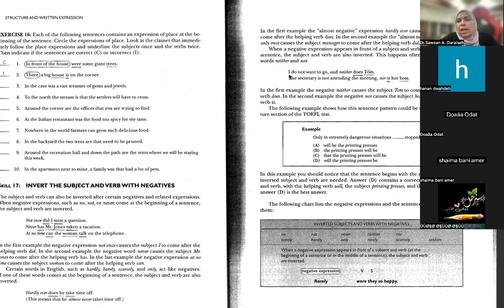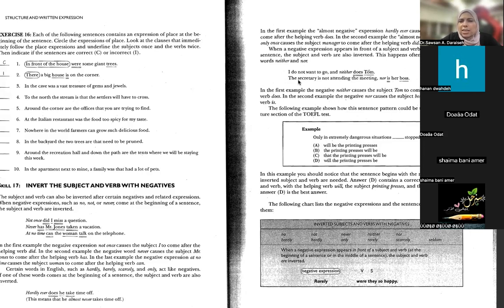So if you say something like, "I don't want to go to a certain concert that is taking place tonight," and then comma, because "and neither" in Arabic means "wala," not, since you're talking about something negative here: "and neither does Tom." So you see, we have this inversion. With neither and nor, we have inversion.